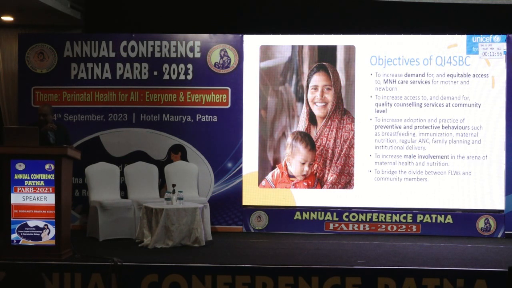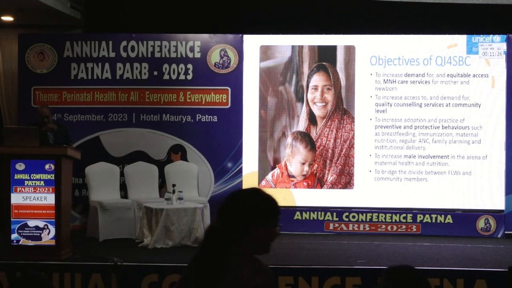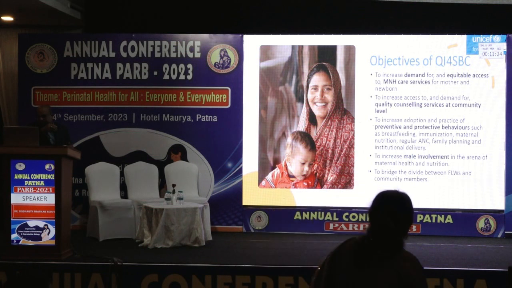To increase male involvement, because we observed that hardly there is any male participation for any ANC services or immunization services. Even if a mother is going for institutional delivery, hardly do we see any male accompanying the mother. So we also ensured that male participation should be there, to take the decision of the male to support his wife or her daughter, and to bridge the divide between the frontline workers and the community members.